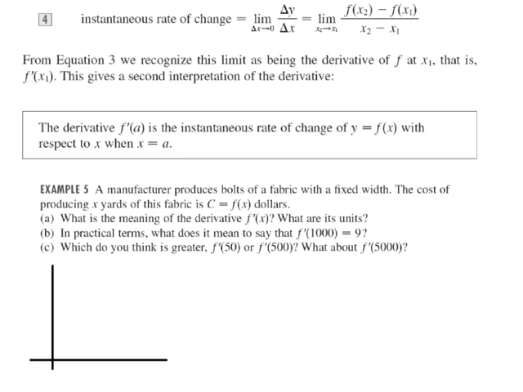Okay, so let's read this. A manufacturer produces bolts of a fabric with a fixed width. The cost of producing x yards of this fabric is C equals f of x dollars. So that's the cost and x is yards. So we probably want to start by labeling the x and y axis, even if that's all we do. So your x-axis you're going to label with yards, and your y-axis you're going to label with dollars.